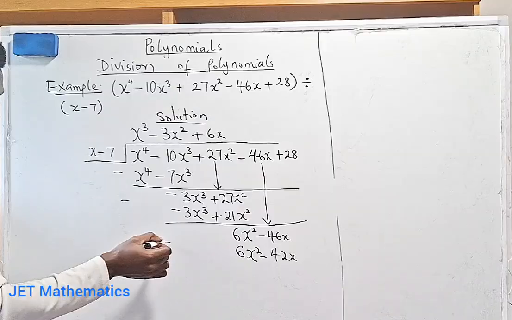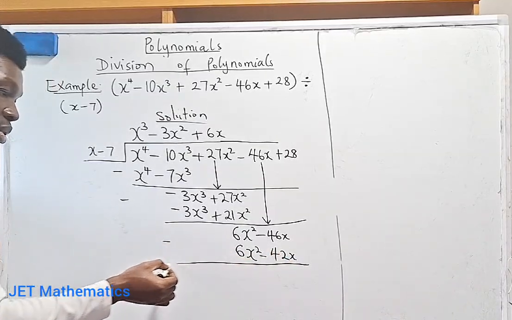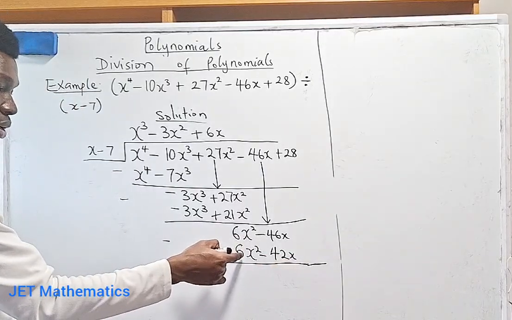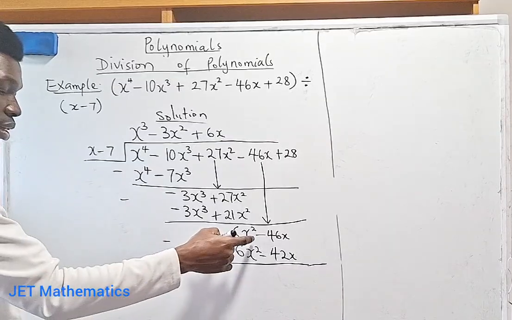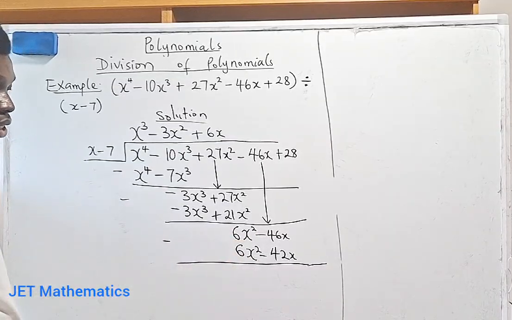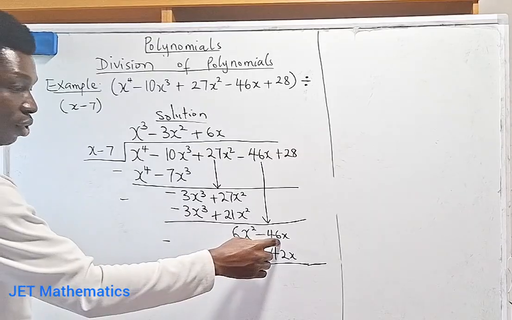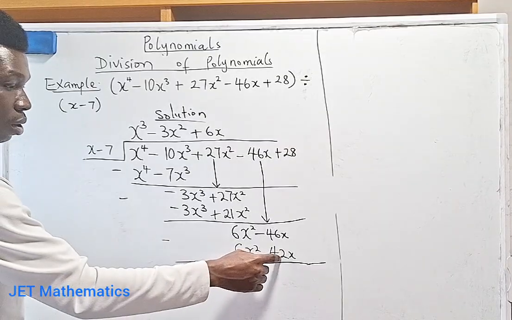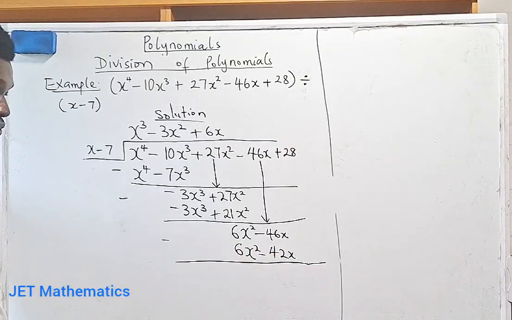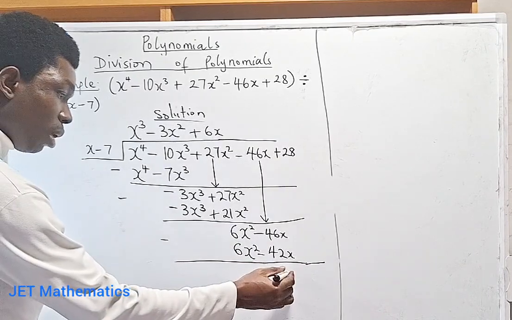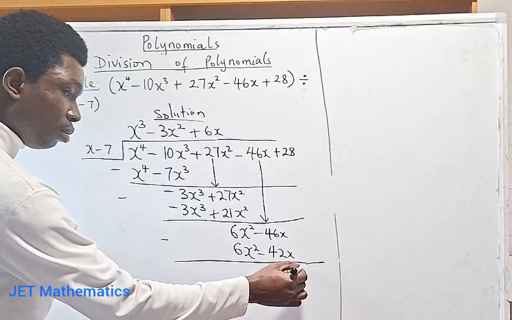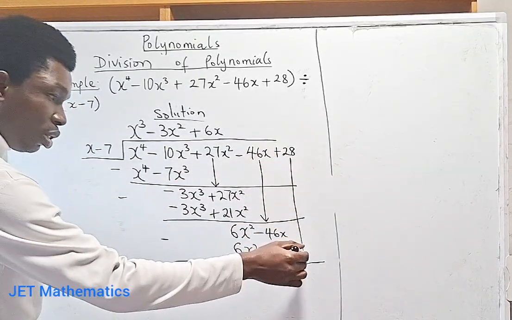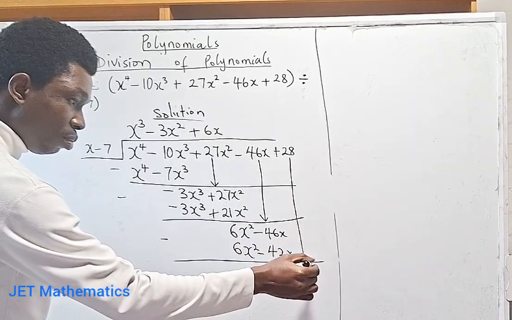Alright, again we subtract, and when we do that, this subtracted from this is 0. That is 6x squared minus 6x squared is 0. And then minus 46x minus minus 42x gives us minus 4x. And then we'll bring down our last term, which is plus 28.